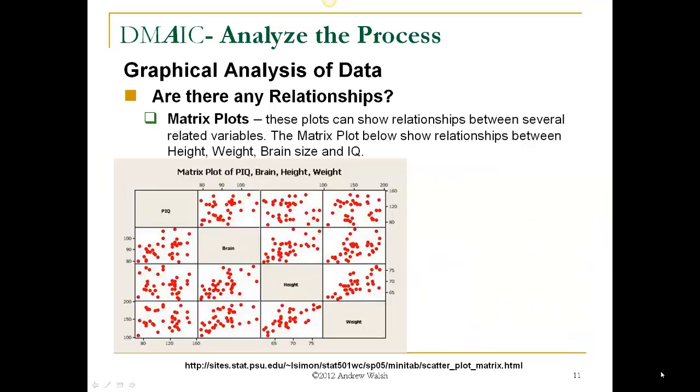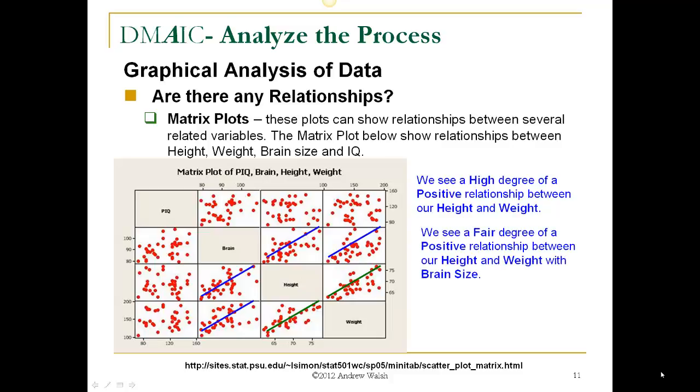Now here's a matrix plot. These plots can show relationships between several related variables or non-related variables. The matrix plot below shows relationships between height, weight, brain size, and IQ. We see a high degree of positive relationship between our height and our weight. Naturally, the bigger, the taller we get, the more we're going to weigh. We also see a fair degree of positive relationship between our height and weight with brain size. The bigger we are, probably the brain is going to be larger also.